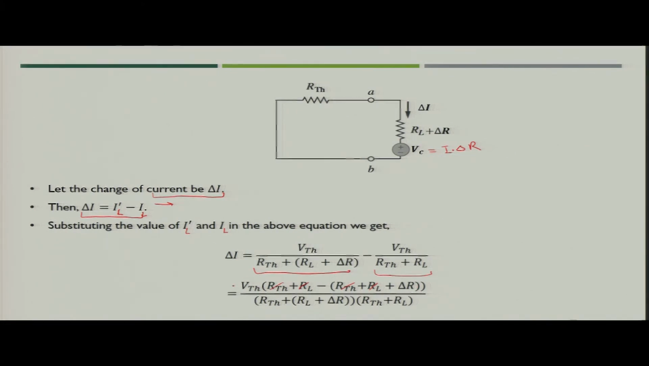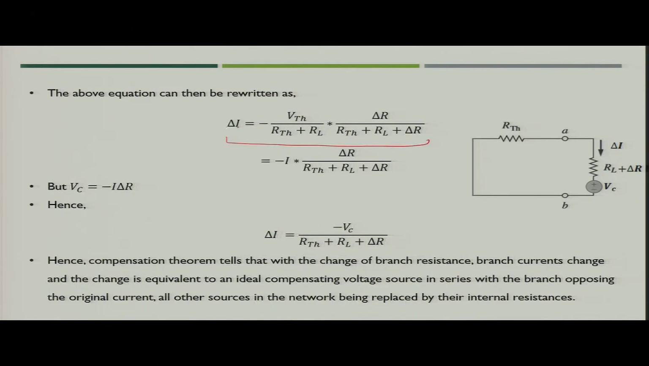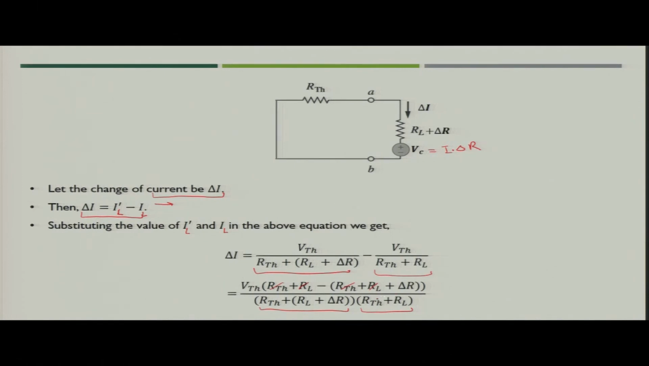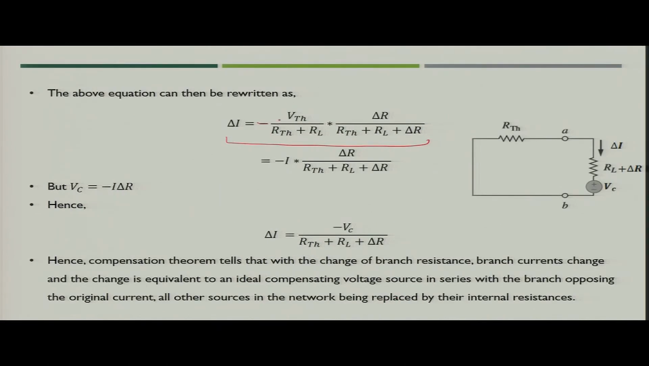Then VTH divided by the denominator, that is RTH plus RL plus delta R and RTH plus delta R. When you simplify, you can write delta I is nothing but minus of VTH upon RTH plus RL, because this is in the denominator. So we keep VTH upon RTH plus RL together, and then the rest of the elements, like delta R upon RTH plus RL plus delta R.